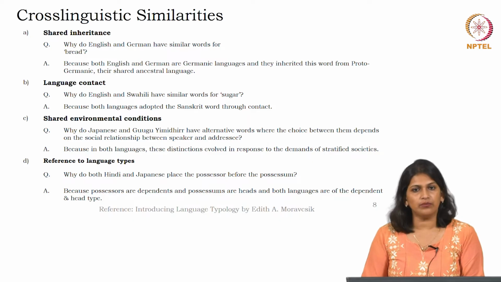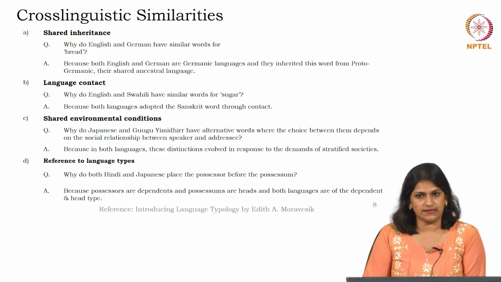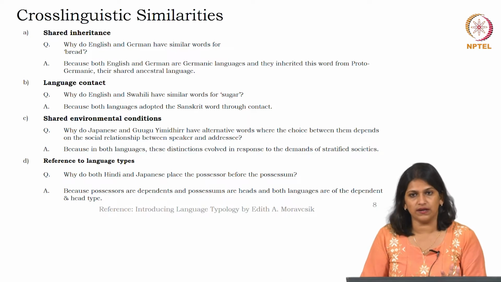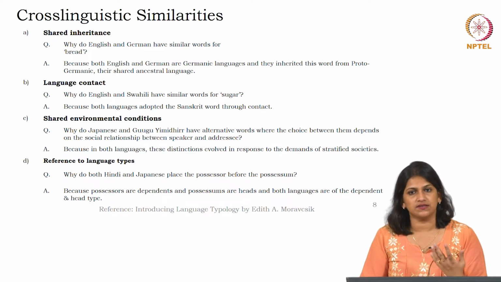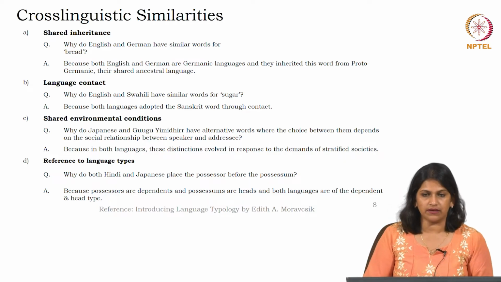So, considering both Japanese and Gugu Yimide, in both languages there is a distinction in response to the demands of stratified societies. The speakers have the liberty to choose either of the words as far as the speaker and addressee are concerned. So, that is about the shared environmental conditions.